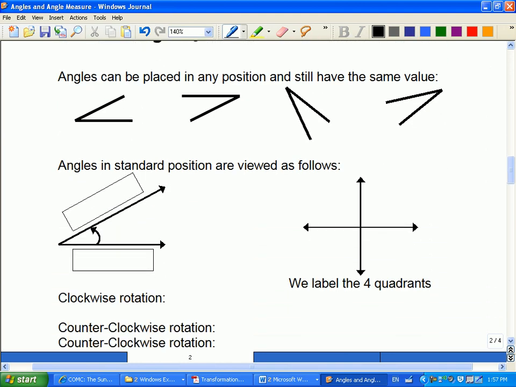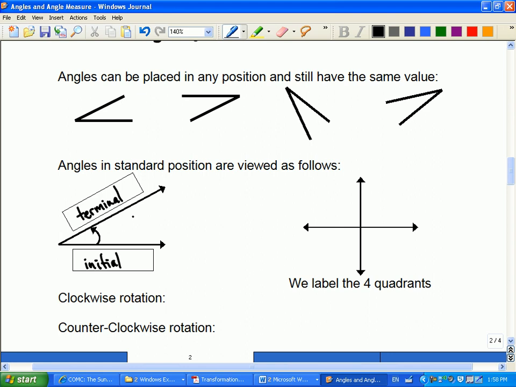Okay, so we want to talk about angles and standard position then. We could draw an angle any way we want and give it the same value, like these 4 shapes I'm showing you on the board here. So to be standardized the way we draw angles, first thing we're going to need is a bit of terminology. We call this the terminal arm, and we call this the initial arm.